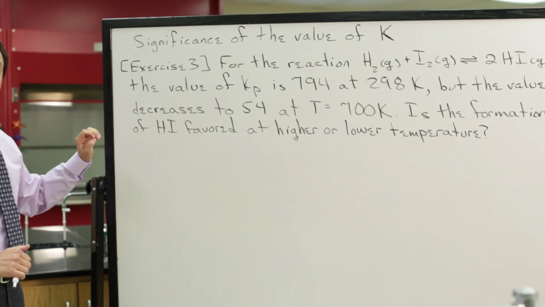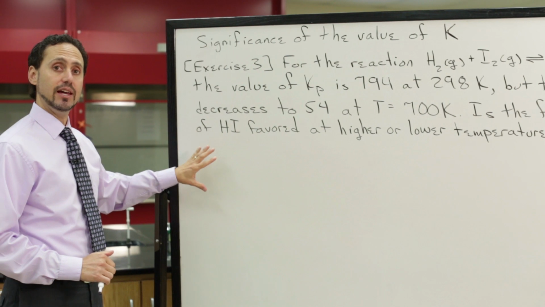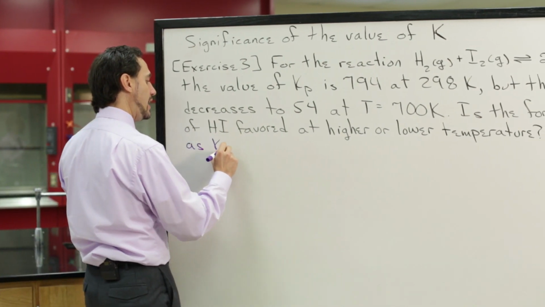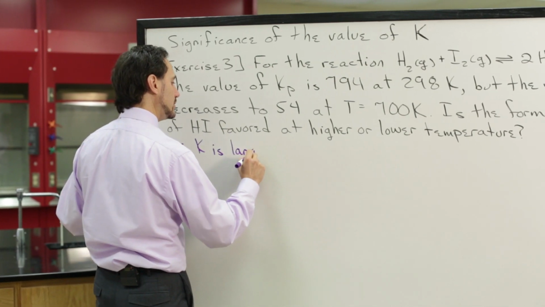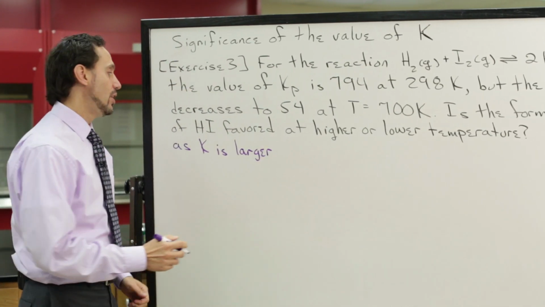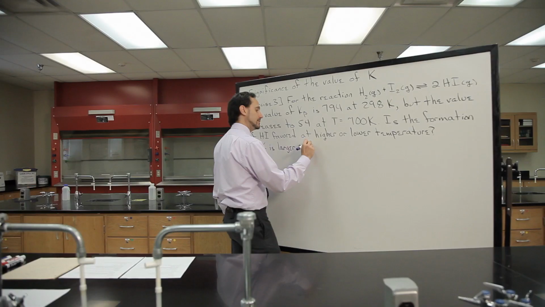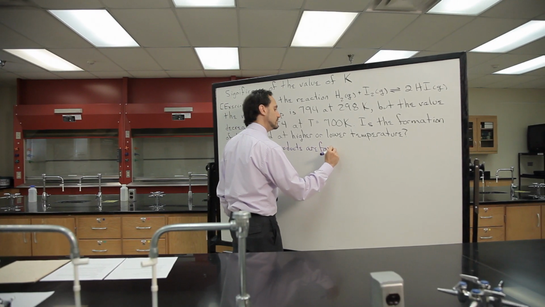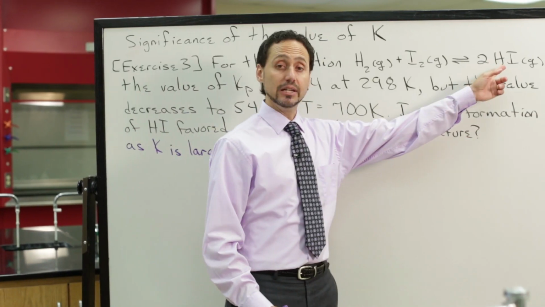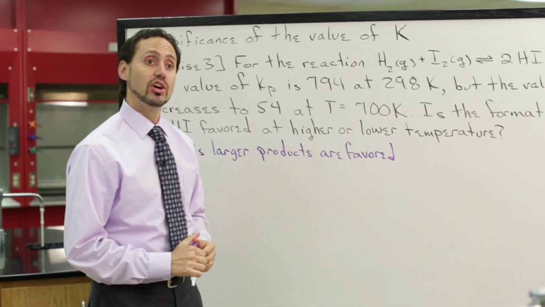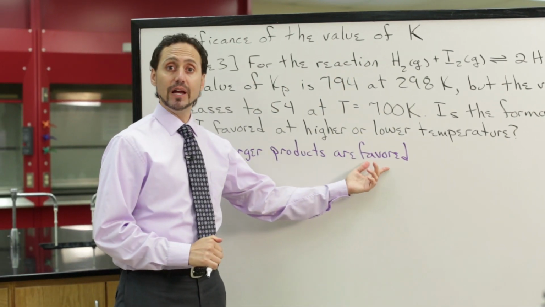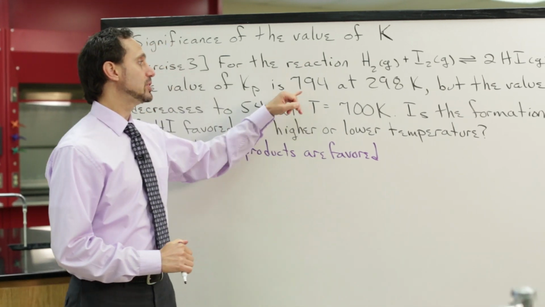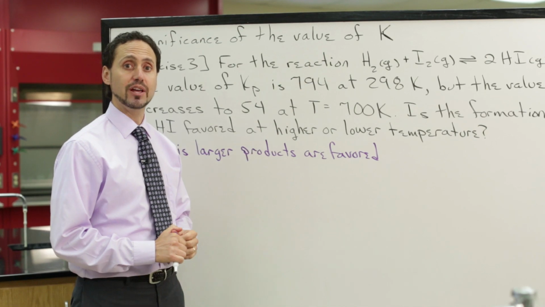So what did we just say about the value of K? Remember that we said as K is larger, products are favored. So if you're trying to make money by selling hydrogen iodide gas, you want products to be favored because hydrogen iodide is your product in this case. So which temperature has the larger value of K?